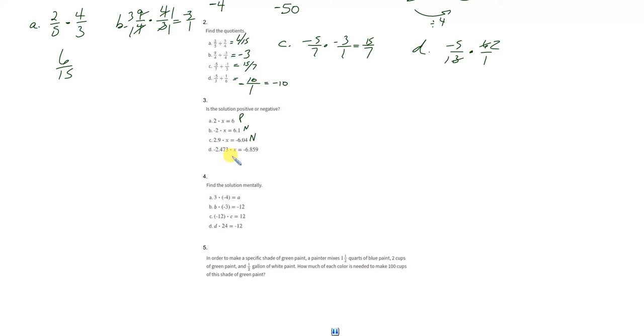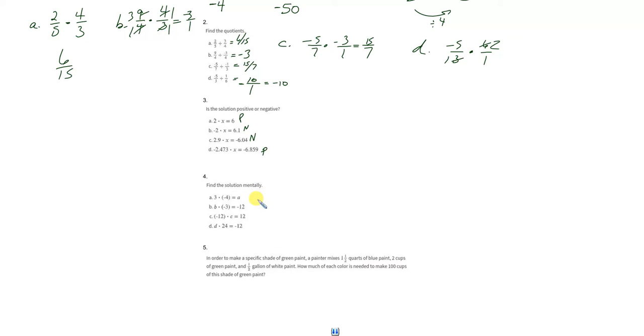And then lastly, negative 2.4 and so on, times something is negative. So for that to stay negative, the value of x would have to be positive, because if it was negative, you'd get a positive outcome. Easy enough, just understanding the rules there. You don't have to actually work it out.